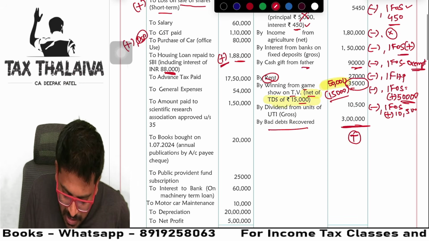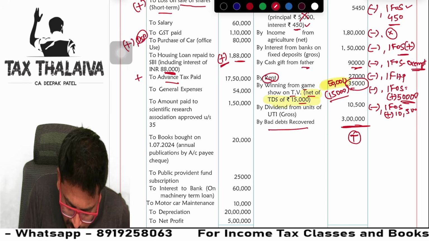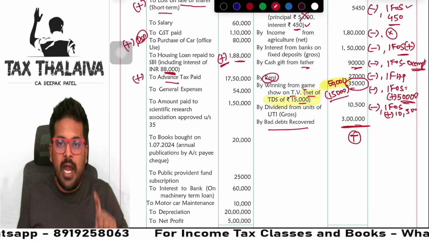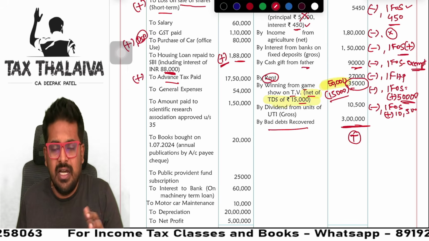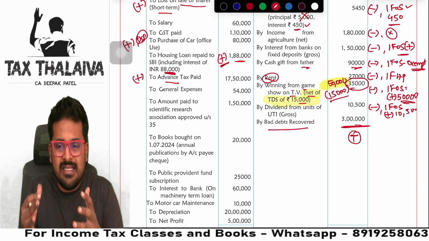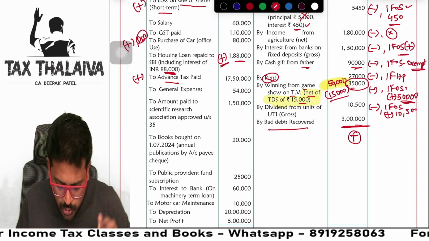Next, advance tax paid, absolutely not allowed. So you have to add back. I told you, advance tax, self-assessment tax, anything income tax related you cannot claim. So advance tax is nothing but a part of income tax only.